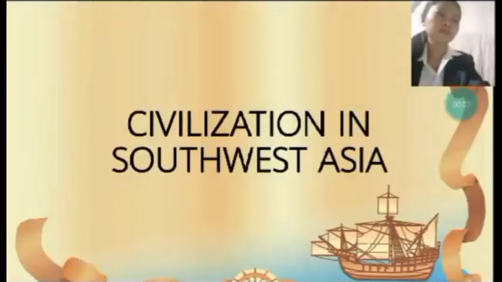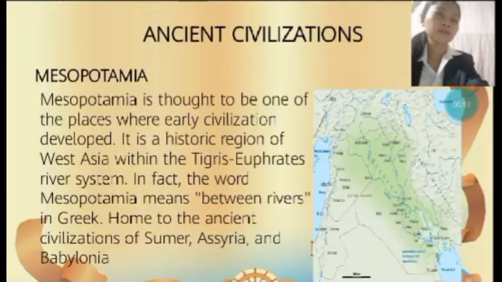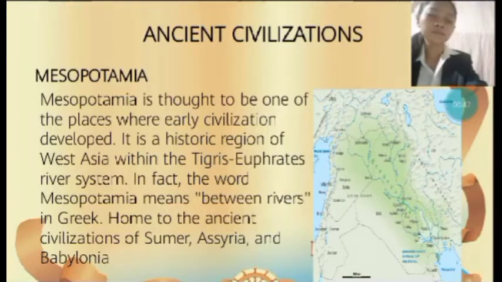For the continuation of the discussion about Asian studies, I will now discuss the civilization in Southwest Asia. First, I will be discussing the Asian civilization. Mesopotamia. Mesopotamia is thought to be one of the places where early civilization developed. It is a historic region of West Asia within the Tigris-Euphrates river system. The word Mesopotamia means between rivers in Greek. It is home to the ancient civilizations of Sumer, Assyria, and Babylonia.